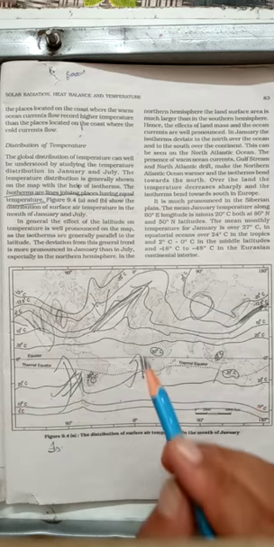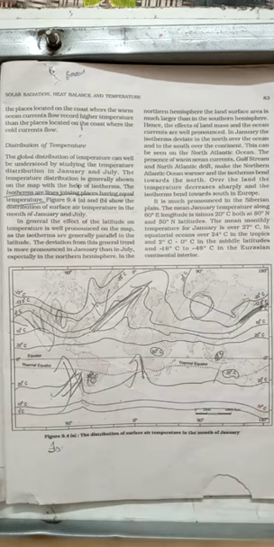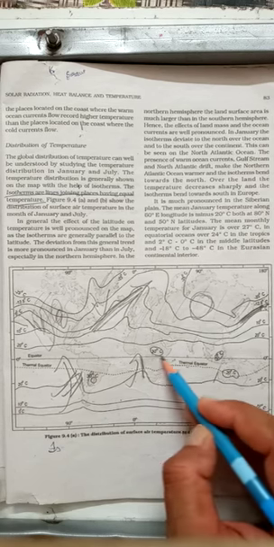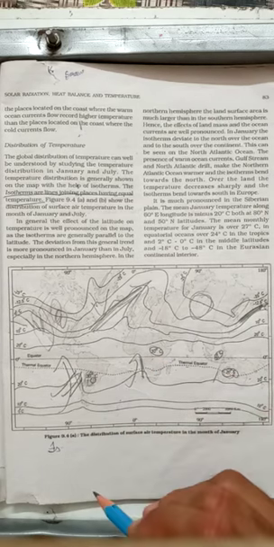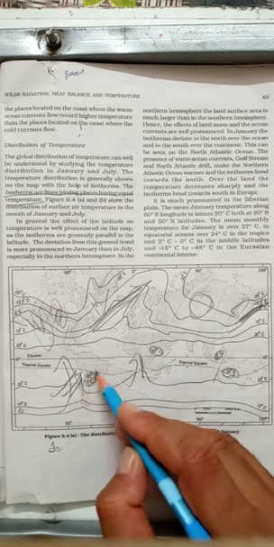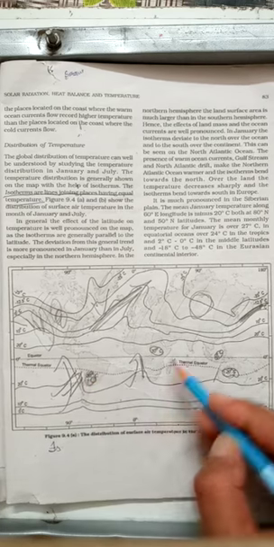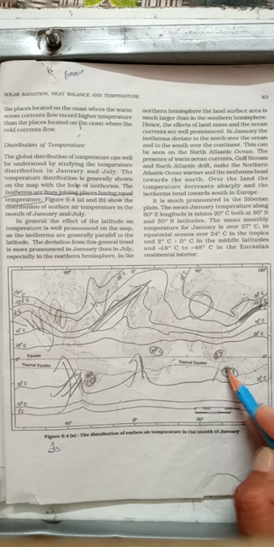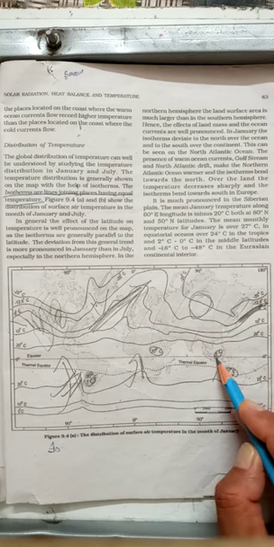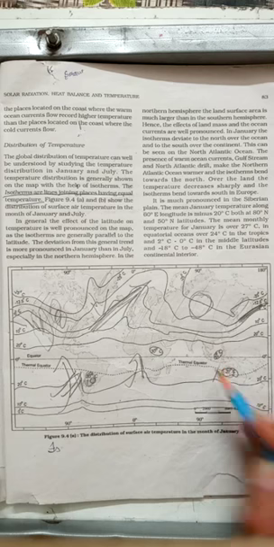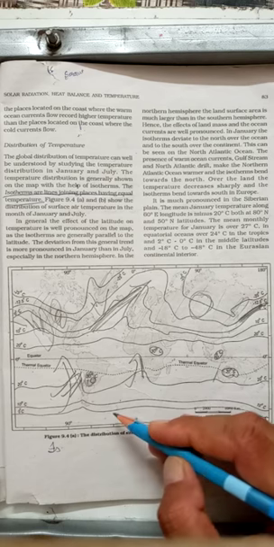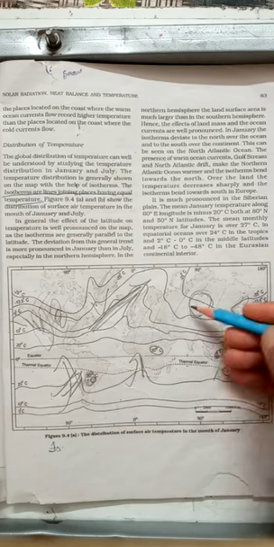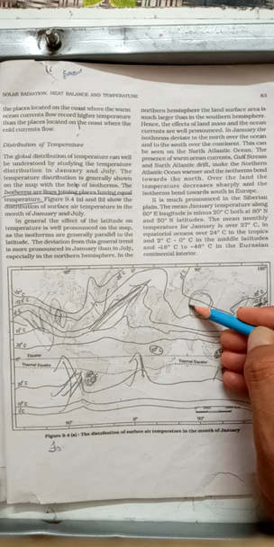The belt of high mean sea level temperature varies in width in the tropical region. See this 30 degree line over the continental part. The highest temperature is found in the interior parts of the continents, like this and this. The northern hemisphere, being the land hemisphere, is much warmer. This part, the northern hemisphere, is warmer than the southern hemisphere because there is more land.